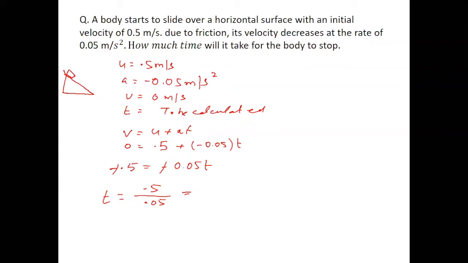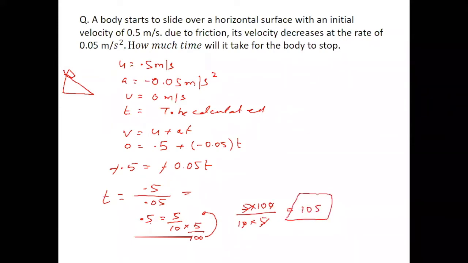Okay. How does it come? Let's see. 0.05. If we remove the decimal, 0.05 becomes 5 by 100, and 0.5 becomes 5 by 10. So it is 5 into 100 and 10 into 5. 5, 5 cancel, 0, 0 cancel, and we get 10 seconds. Any doubt on this? No, good.